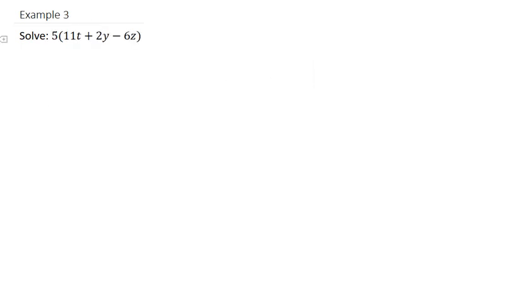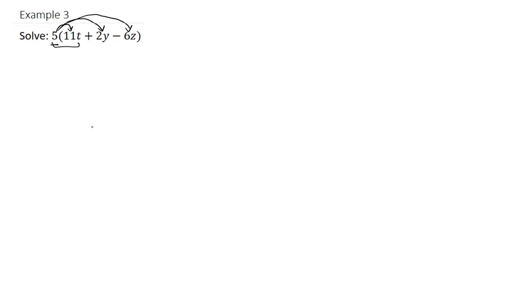Example 3. Solve for the following. We have 5, and then we're going to multiply by every term inside. So you first multiply by this 11t, then this 2y, and then this 6z. So first, let's go back to the first term.